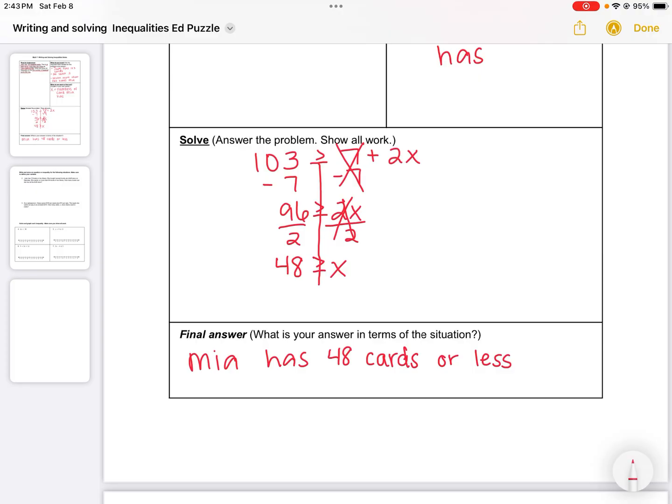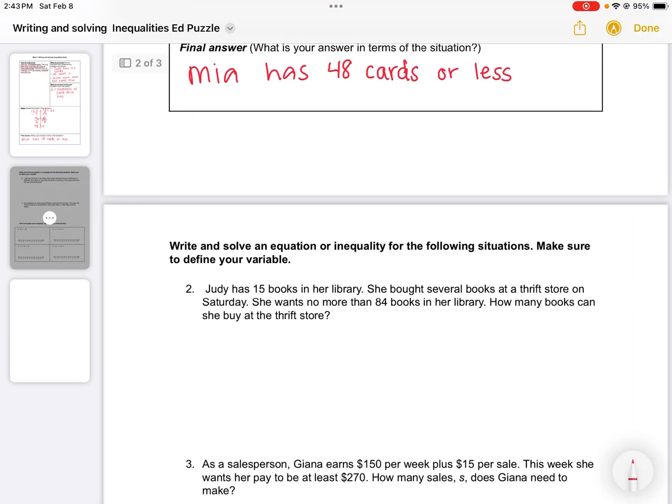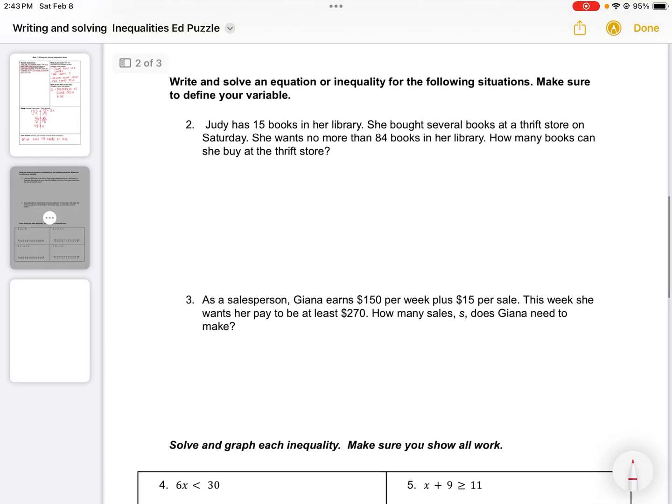That is it for the front side. Please flip to the back side now of your notes. And we are now going to solve more inequalities.